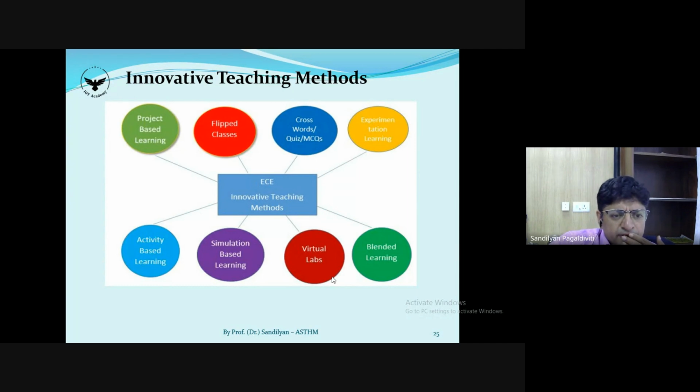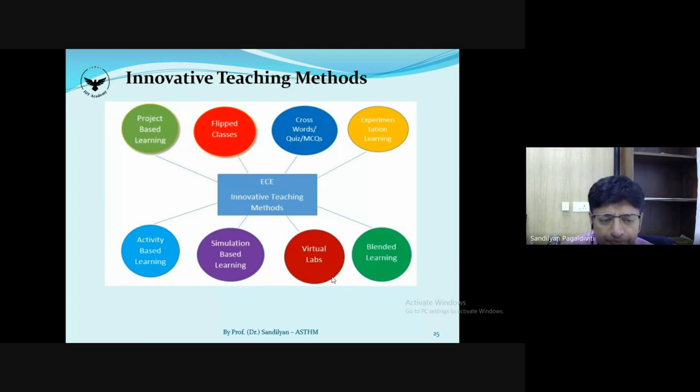I'm just sharing a few of the innovative teaching methods. These are not exhaustive. There can be many more. Project-based learning, flipped classrooms, which is becoming quite fashionable these days. You can use crosswords, quizzes, MCQs, and different technical platforms. You can generate quizzes on Quizizz, Google Forms, and so on. Experiential learning or experimentation learning, activity-based, simulation-based learning, virtual labs, and blended learning. All these are open to you.